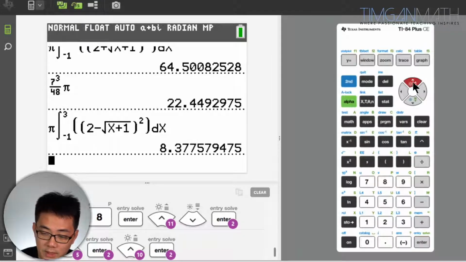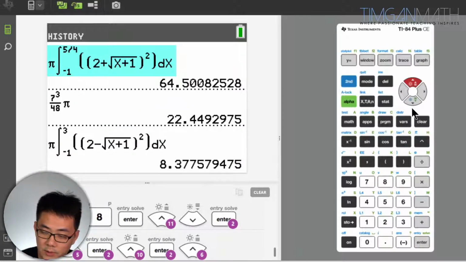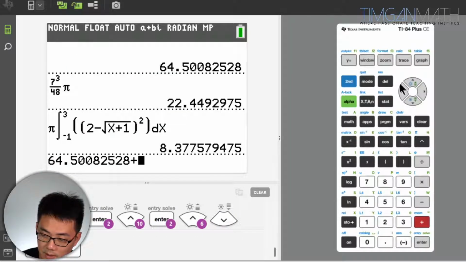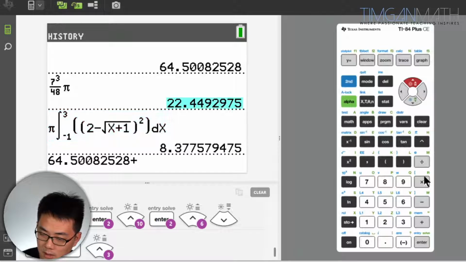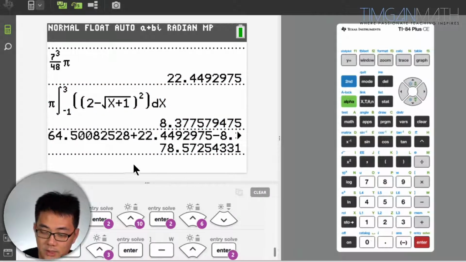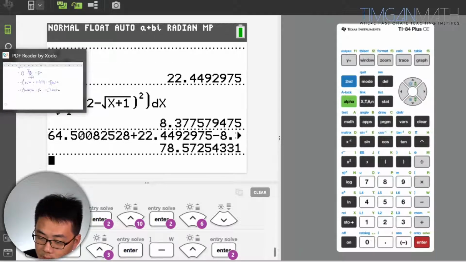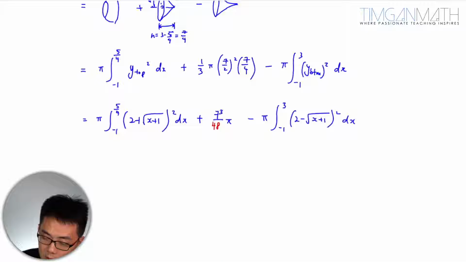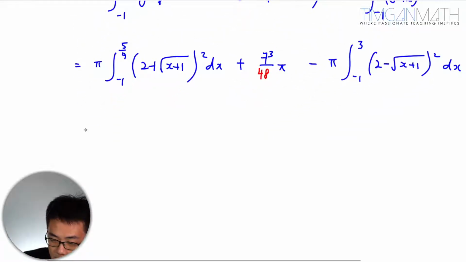Once you key all this into the calculator, we're just going to add this, plus this, and minus this. The answer will be 78.57. So here will be 78.572 cubic units.